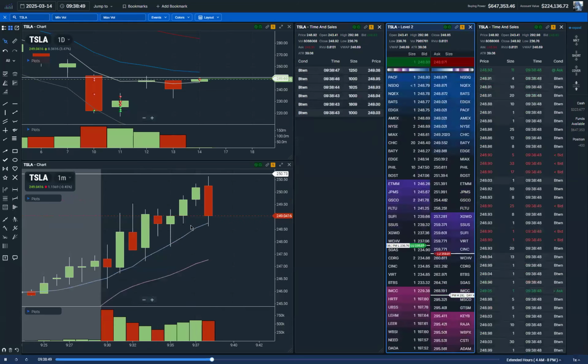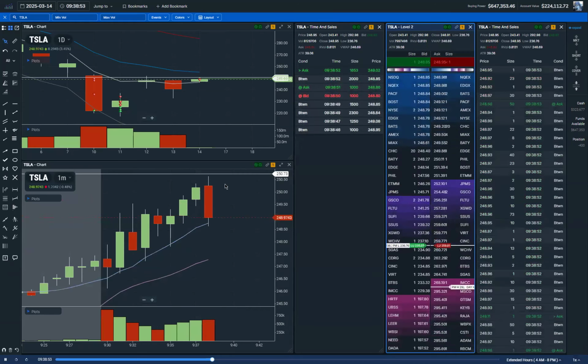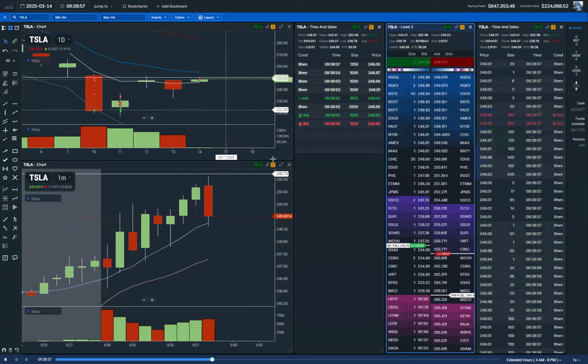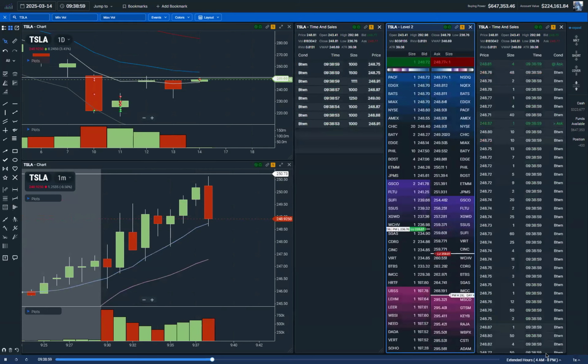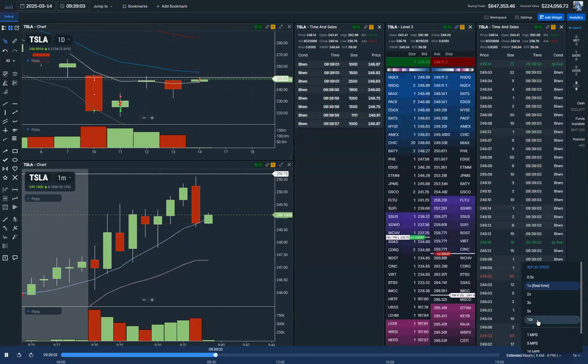But yes, this is a little bit of a stuff scalp, a little bit of a fail to follow through. You could also call it, if you're looking at support and resistance and you're trying to be on the right side of it, I think this is a way to do that. I'm going to play 10x from this point.